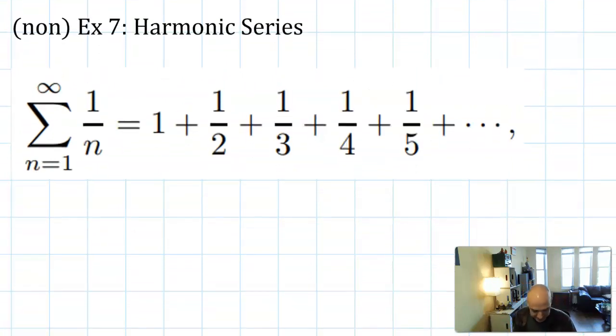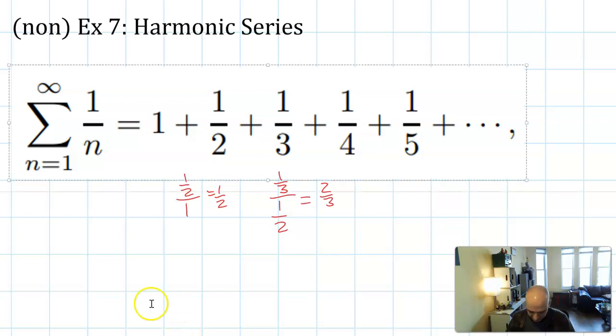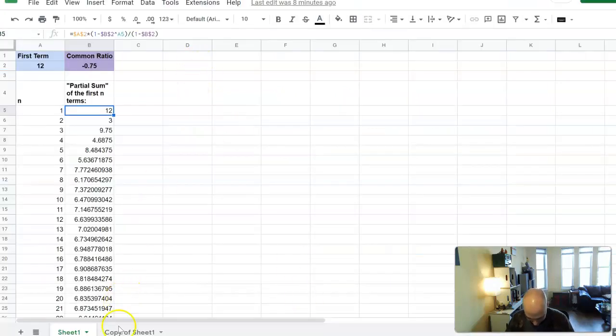So the series is the sum from 1 to infinity of 1 over n. We have 1 plus 1/2 plus 1/3 plus 1/4 plus 1/5. Infinite series, definitely, but it doesn't have this geometric pattern. We could compute the ratios: 1/2 over 1 is 1/2, but 1/3 over 1/2 is 2/3, right? So they're not going to have a constant ratio the whole time. It's changing. And the best way to explore this harmonic series is just to go back to a spreadsheet and look at what happens.